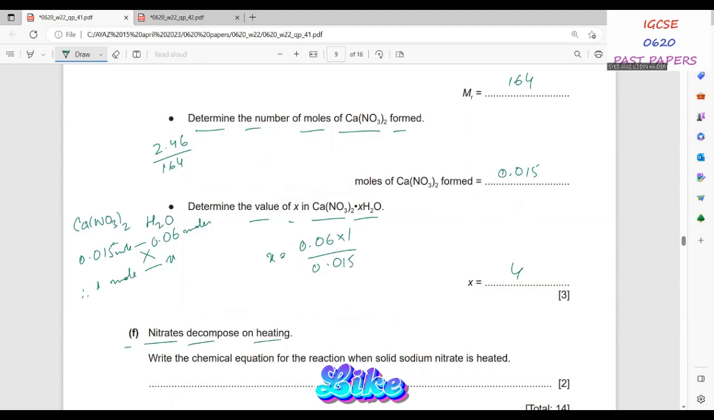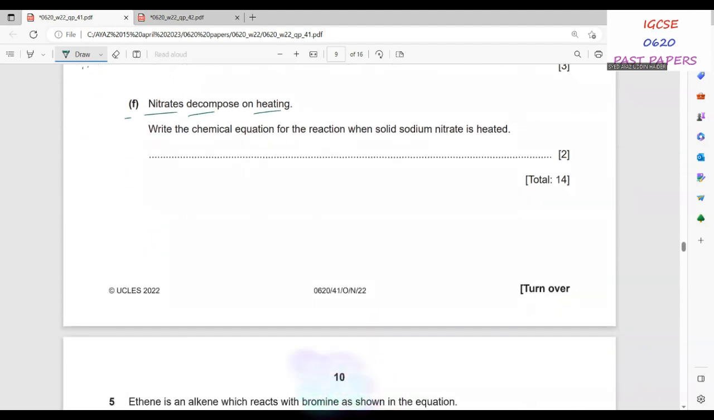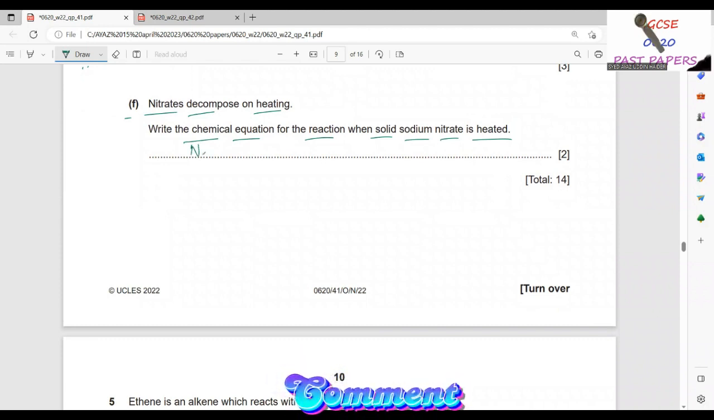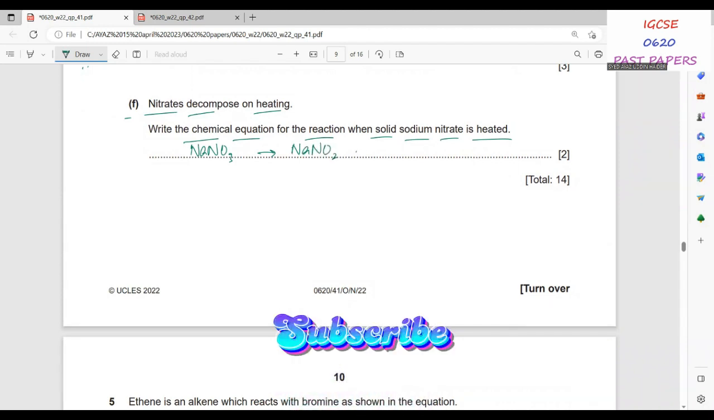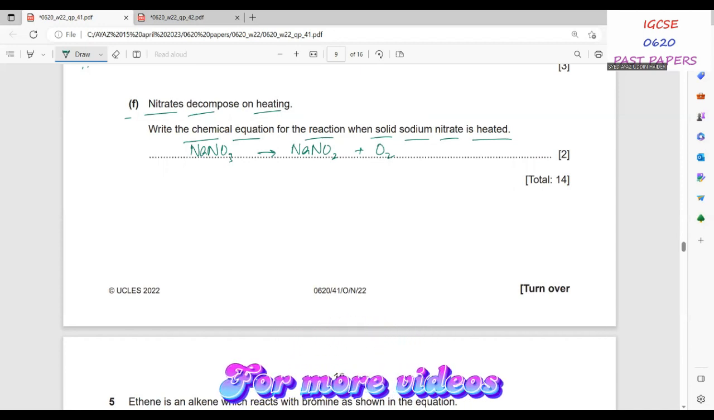F. Nitrates decompose on heating. Write the chemical equation for the reaction when solid sodium nitrate is heated. Whenever you heat sodium nitrate, you will get 2 products. You will get nitrite and oxygen gas. So you'll have NaNO3. The formula of nitrite will be NaNO2. NaNO2 plus O2. Let's balance the equation. Oxygen will be 4 on the right hand side.